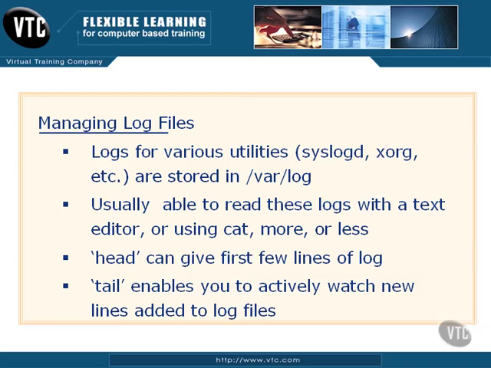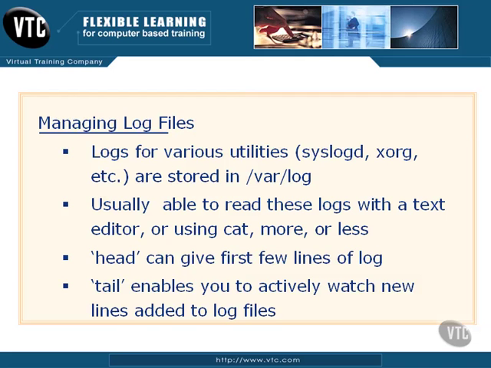Normally you're able to read these logs with an ordinary text editor such as vi, but you can also look at them using the various file view utilities such as cat, more or less. They're simple text files. There are a couple of utilities you can use if you're just looking for a few things. For example, the head command can give you the first few lines of a log. The tail command enables you to look at a log, such as your firewall log, and actively watch new lines being added to those log files. You can watch those logs as they come in, so you can take action fairly quickly and immediately by using tail.